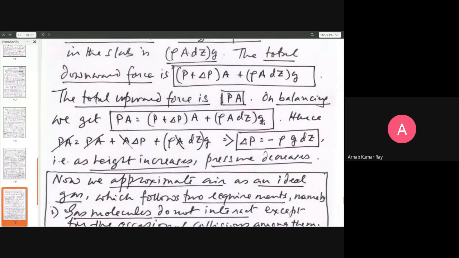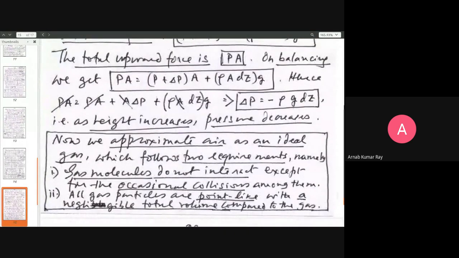Okay, and so you have some cancellations now. Let us see. PA is equal to P into A plus A delta P plus rho A dz g. PA here and PA here will cancel. Then this will be 0 is equal to 0 plus A delta P plus rho A dz g. So again, the A will cancel throughout, and you'll be just left with delta P plus rho g dz is equal to 0. Therefore, delta P is equal to minus rho g dz.